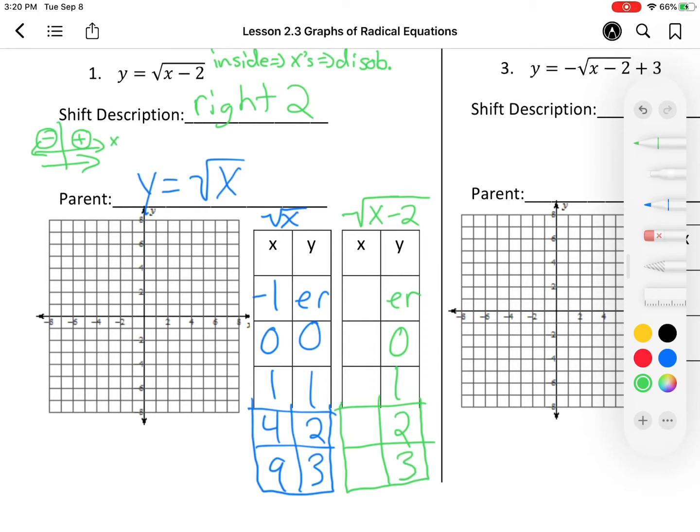Now if I want to move my parent function, which is here, if you need a visual, if I want to move this graph to the right 2, do you think I'm going to add or subtract 2 from all of my x values? I'm going to add it. So I'm going to add 2 to all of these x values.